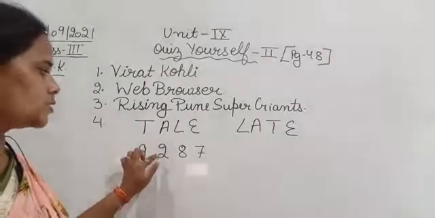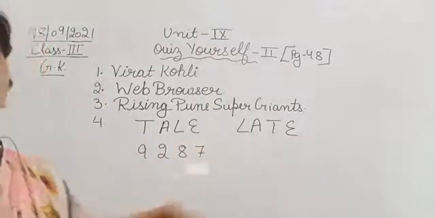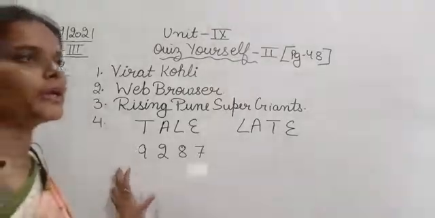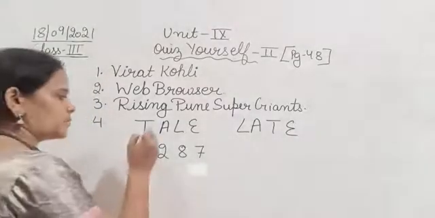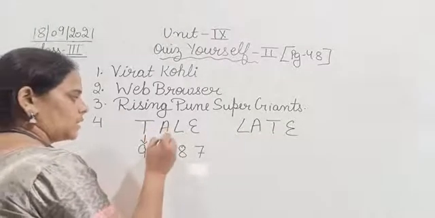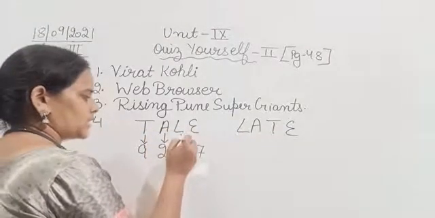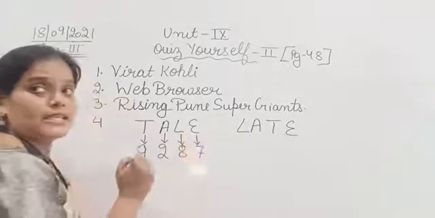Tail means 9287. Then what is the code for this? So this is called coding and decoding. This is known as coding. Okay, so how do you code it? Look, here this is simple. T means 9, A means 2, L means 8, and E means 7.